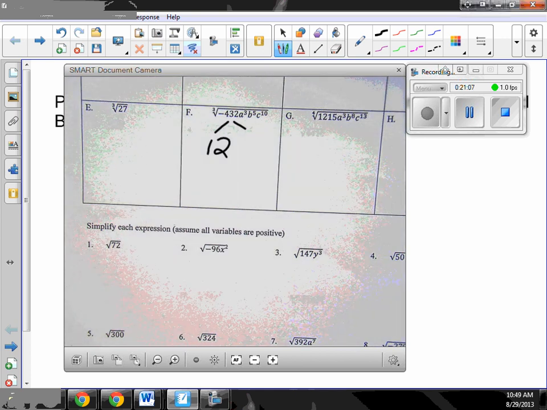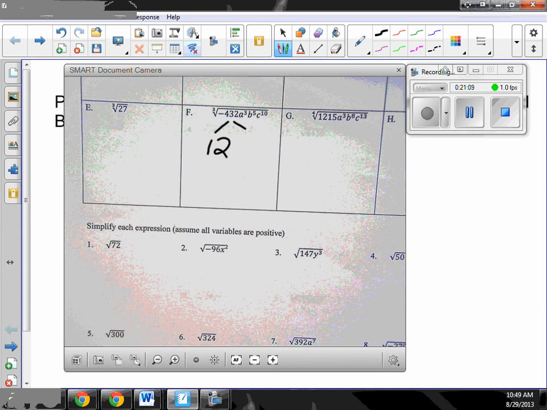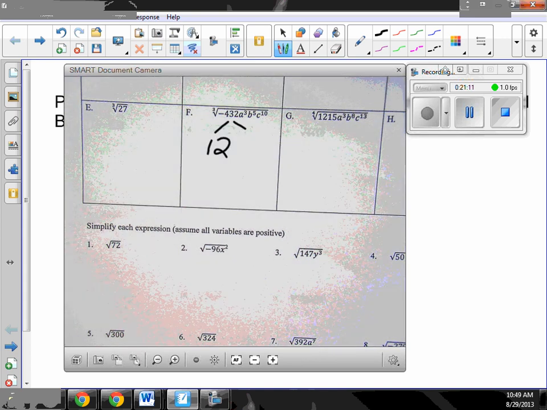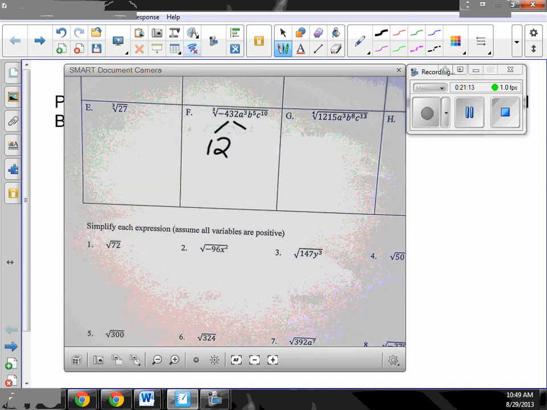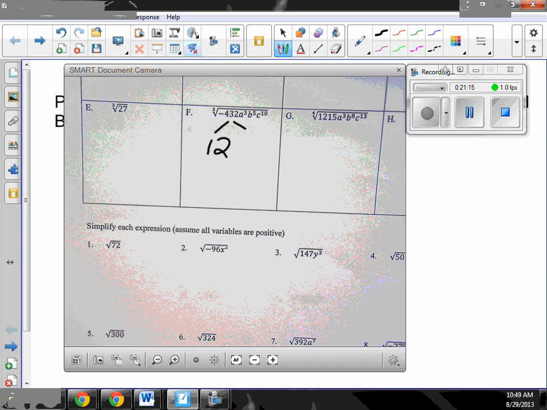The higher it is, the shorter the problem's going to be. But if you wanted to start with 2, it would just be a really long factor tree. You'd still get all the right answers, though.